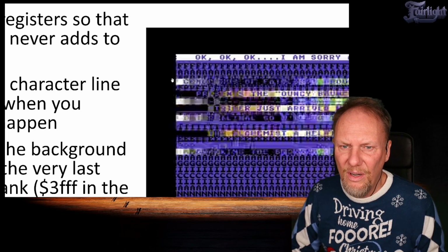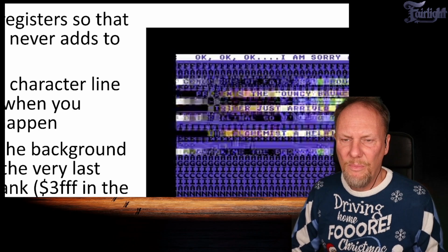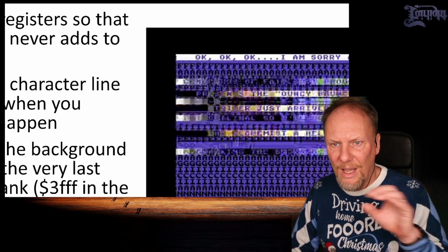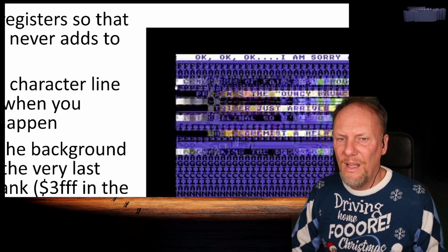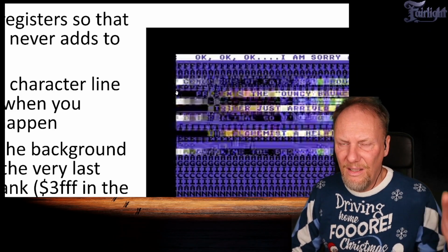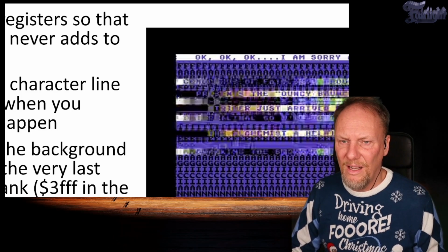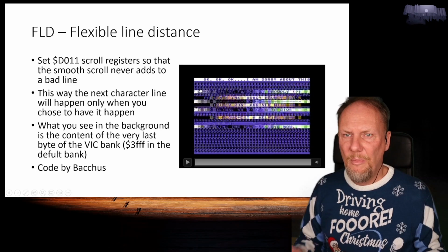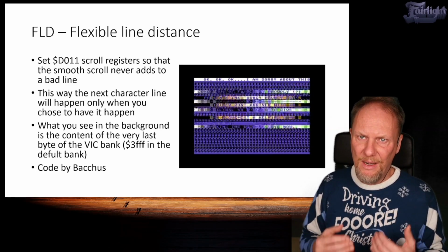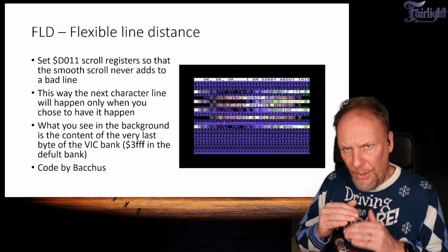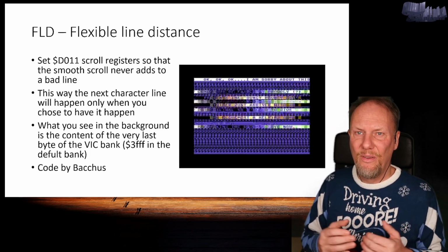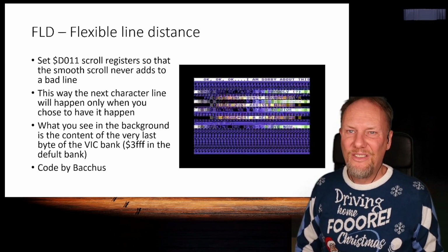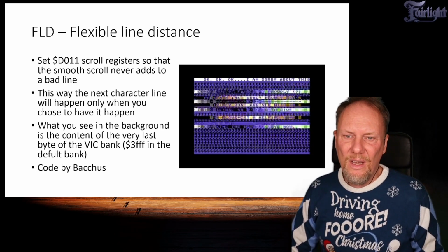So here, around here, I am allowing the bad line to happen again, and that's when you have a new character line happening. And then I'm delaying the next line, and delaying the next line, and delaying the next line. So what happens here is that by delaying bad lines from happening, you are pushing the next line down. You're basically scrolling it down, but you're doing it in a VIC trick kind of way.